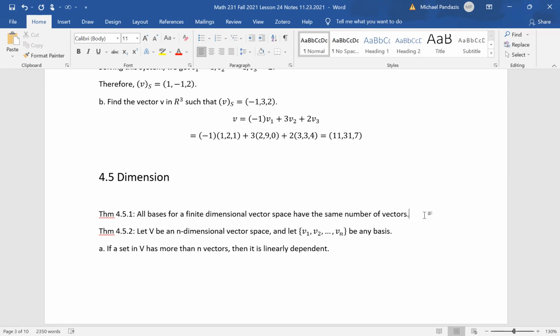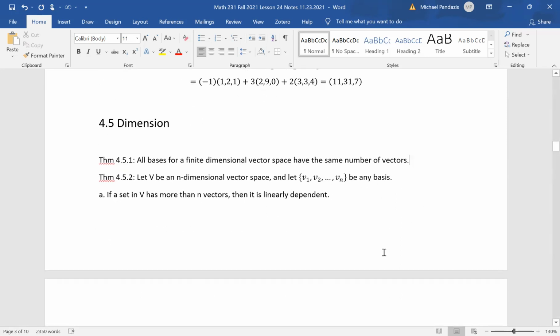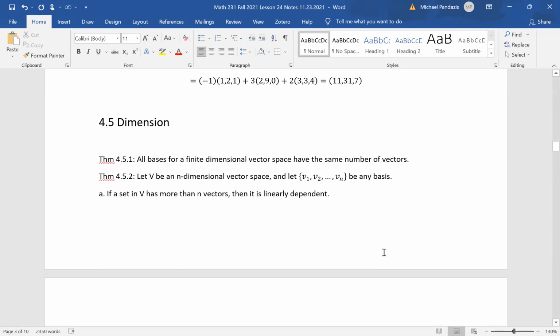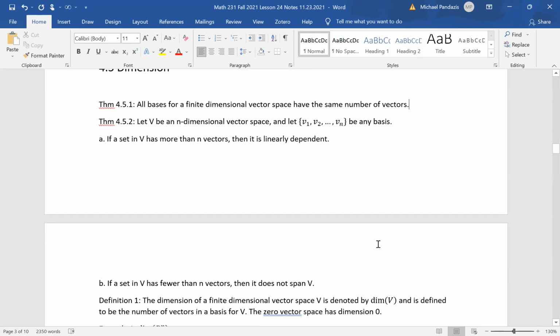Theorem 4.5.2 says, let V be an n-dimensional vector space. Let v1 to vn be any basis. A, if a set in V has more than n vectors, then it is linearly dependent. So if you have an n-dimensional vector space and a basis for it, meaning you have n vectors in that basis, then a set with more than n vectors must be linearly dependent. B, if a set in V has fewer than n vectors, then it does not span V. So a set with fewer than n vectors does not span V, given that V is an n-dimensional vector space.